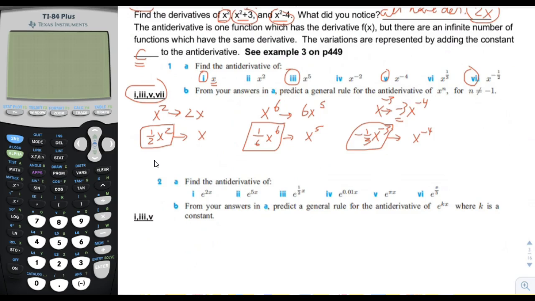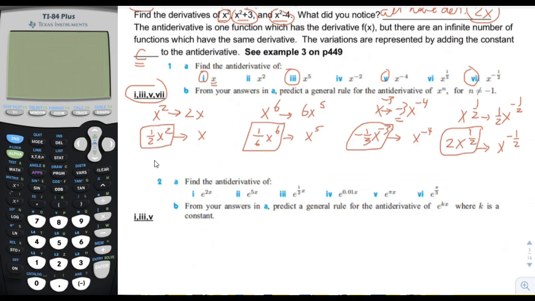Okay, and last of all, we have x to the negative 1/2. To get x to the negative 1/2, we would probably start with x to the 1/2, take the derivative, and we end up with 1/2 x to the negative 1/2. That's almost right, except we have that 1/2 in front that we don't want. So we could start with 2x to the 1/2, and then when we take the derivative and the 1/2 comes down, it cancels out. So then we just end up with x to the negative 1/2, which is what we wanted.